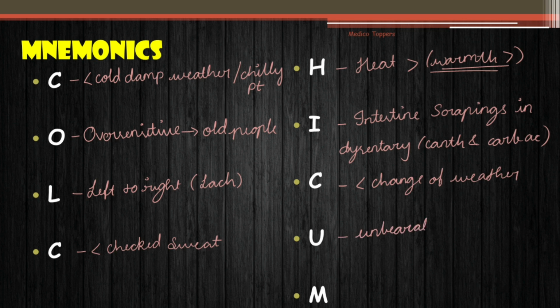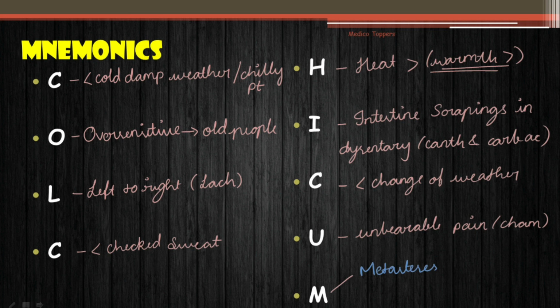And here U is indicating the unbearable pain, which can be compared with chamomilla. So here M is indicating mainly the metastasis, where the gout and rheumatic symptoms get metastasis to heart. So this is all regarding the colchicum.